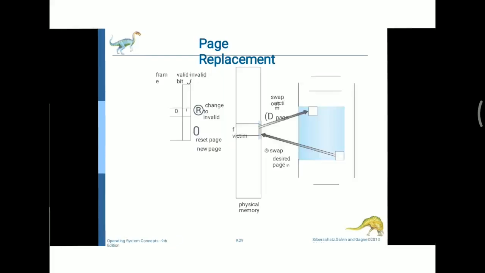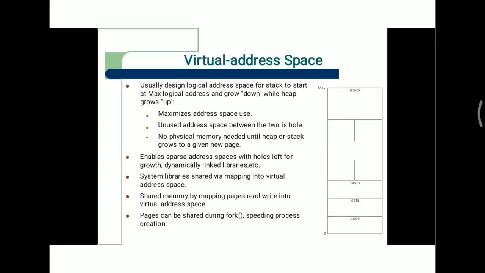And next we'll see the virtual page replacement graphical diagrams. It shows a frame, a valid bit that changes to invalid, and the reset of the page, the physical memory with the victim frame, the swapping device, and the swapping pages with swapping arrows too, and the virtual address space.